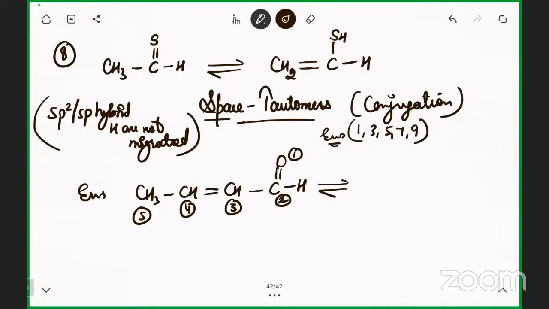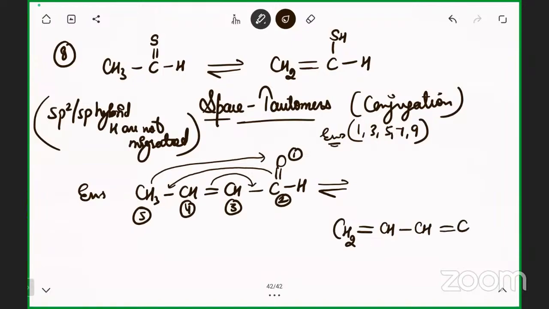Just because a single bond is present, the compound formed will be CH. So just transfer the hydrogen from here to here and the double bond from here to here, just like this. And this double bond will shift to this particular position, just to do the conjugation. So it will be CH2, double bond CH, single bond CH, double bond C, single bond OH. So this is the tautomer. Got it?